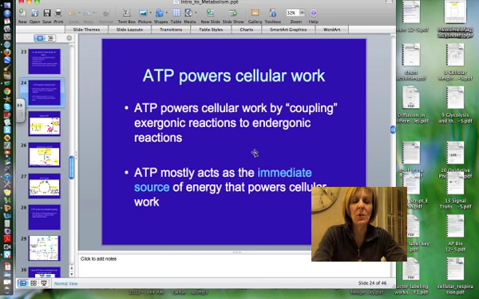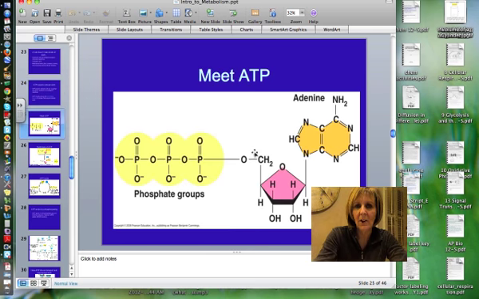What we're going to see is that the molecule ATP is what we call the energy intermediary. It's the go-between between these big catabolic reactions and the three types of work that the cell needs to do. So we say it's an energy coupler. It takes the energy from exergonic reactions and transfers it to endergonic reactions.